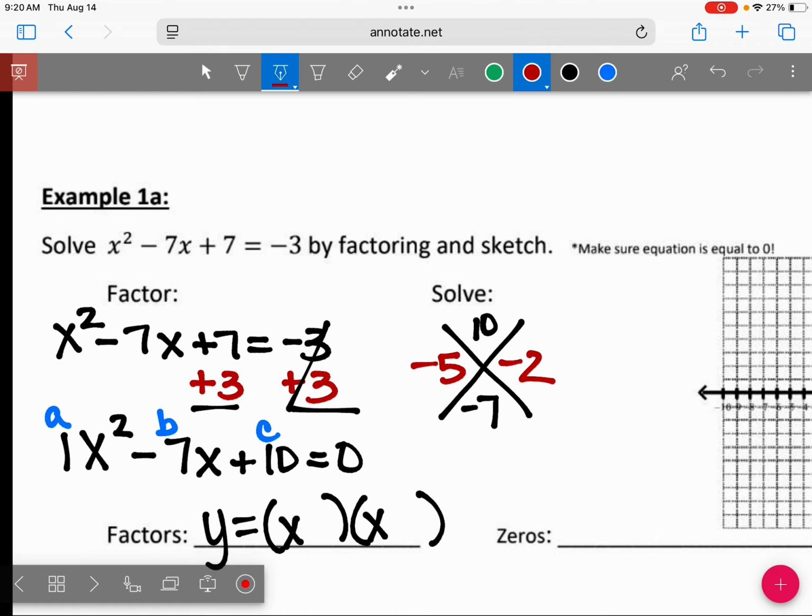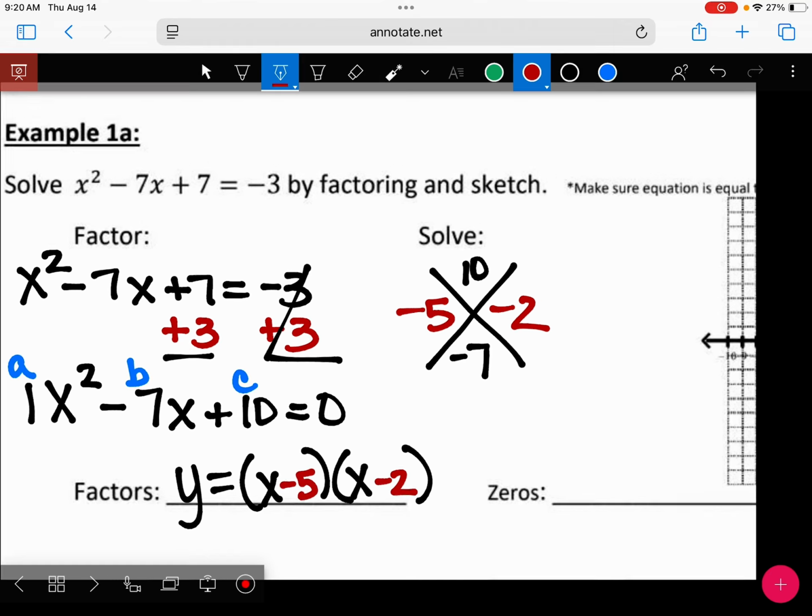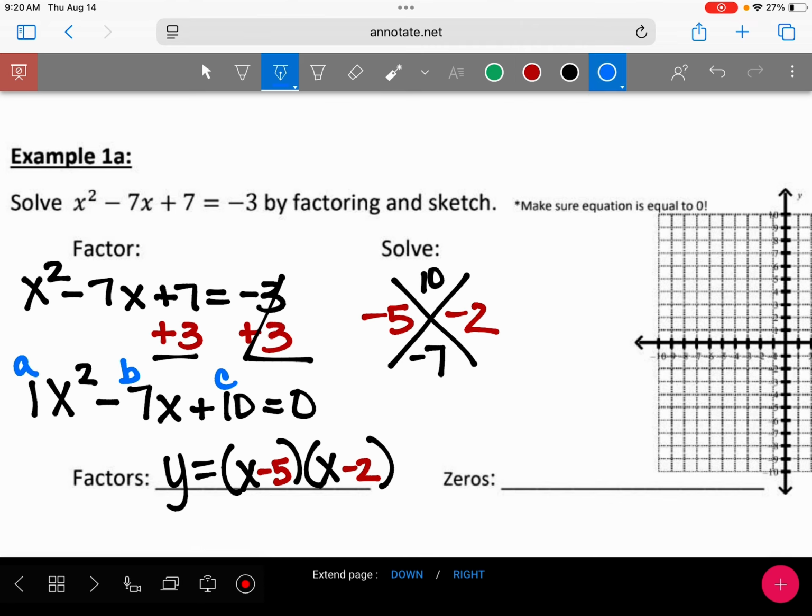Now, A is 1, so I'm going to go directly to my factors. I'm going to put those numbers right here. No need to make a box because A is 1. So now let's set both of those equal to 0 and solve them both. Take x minus 5, set that equal to 0. X minus 2, set that equal to 0. Get your two answers. This is going to tell us where the graph crosses the x-axis.